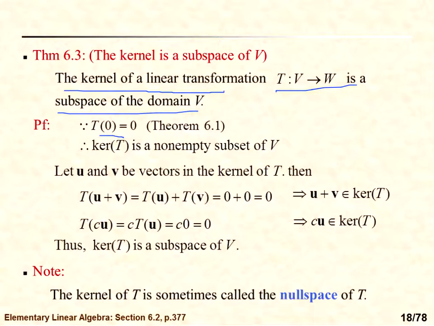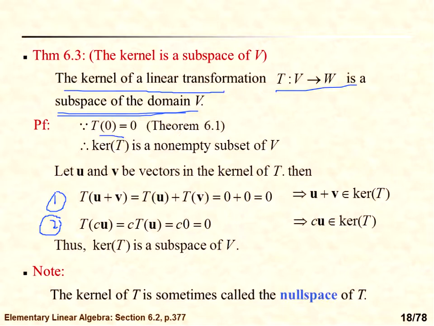And what is the theorem? The kernel of a linear transformation from V to W is a subspace of the domain. So the theorem says that we have to show that the kernel is also a subspace. This is the question. So to show a subspace, we have to show two parts. Number one, the addition property holds, and number two, the multiplication property holds. So the same properties we have. If we show these two parts, then we say that it is a subspace.